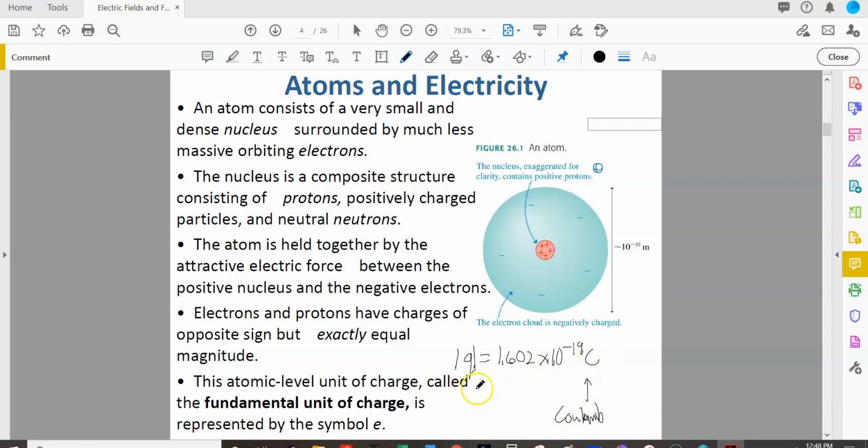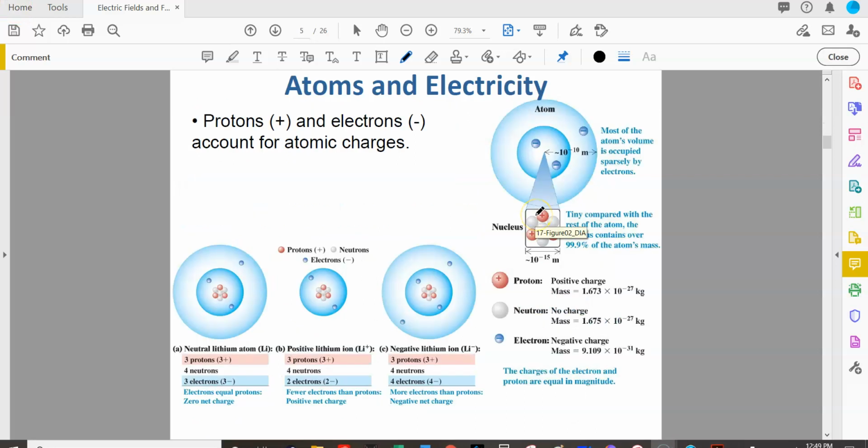Now, if it's a proton, it will have a plus in front of this number. It'll be a positive 1.602 times 10 to the negative 19th coulombs. And if it's an electron, it'll have a minus 1.602 times 10 to the negative 19th coulombs. Anytime we put a Q in an equation, which is the charge of a proton or an electron, that is called a test charge.